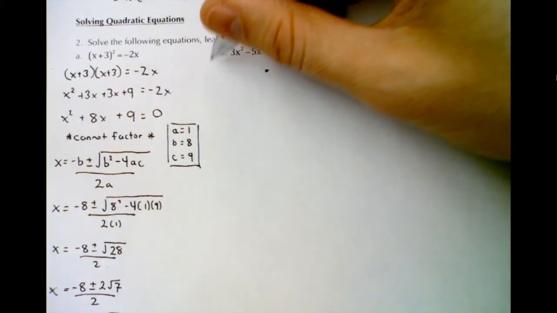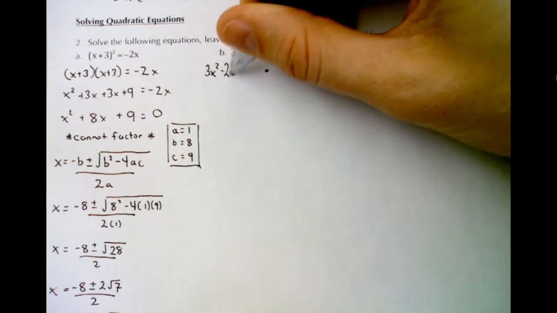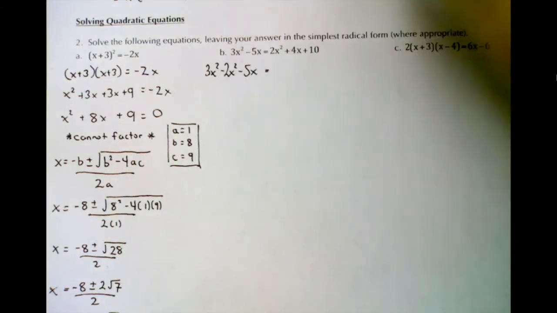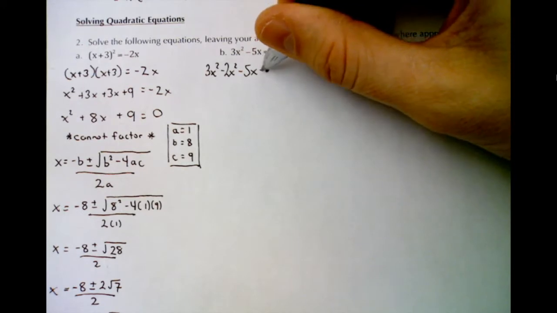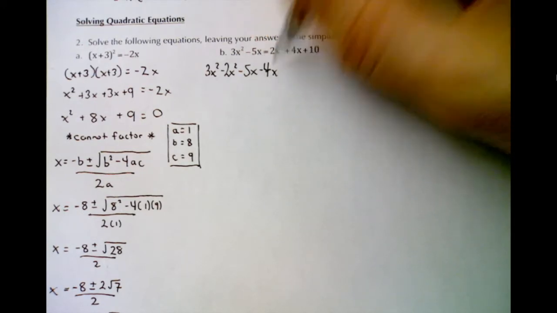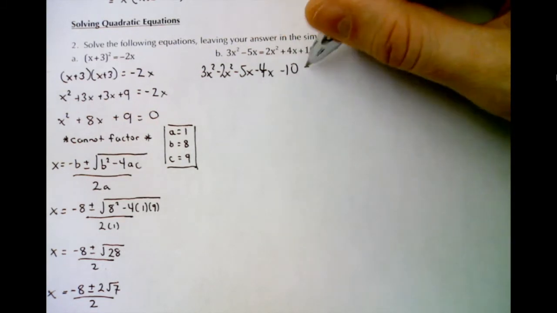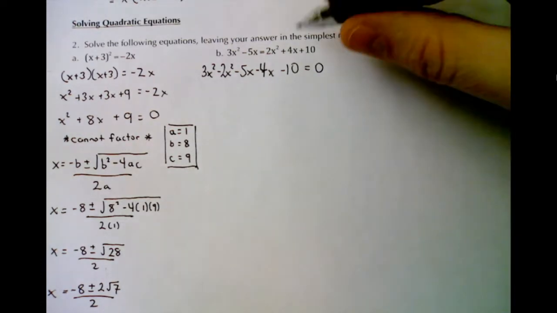We've got 3x squared minus 2x squared minus 5x. Really shouldn't have written that equal sign. All right, I'm going to try to put this in here. Minus 4x, and bring the 10 over, minus 10 equals 0. That's pretty sloppy. My equal signs don't line up. But let's simplify it.